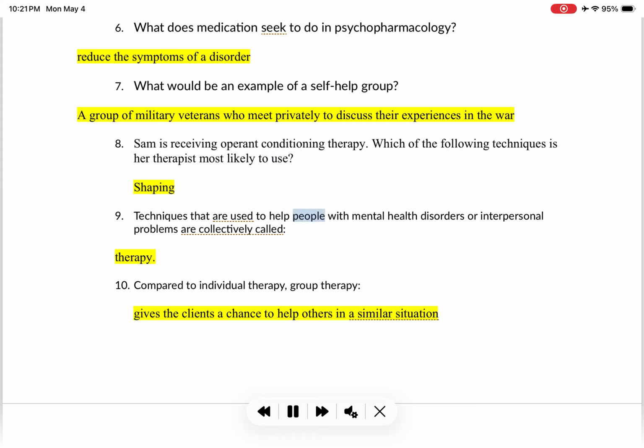Techniques that are used to help people with mental health disorders or interpersonal problems are collectively called therapy. Compared to individual therapy, group therapy gives the clients a chance to help others in a similar situation.